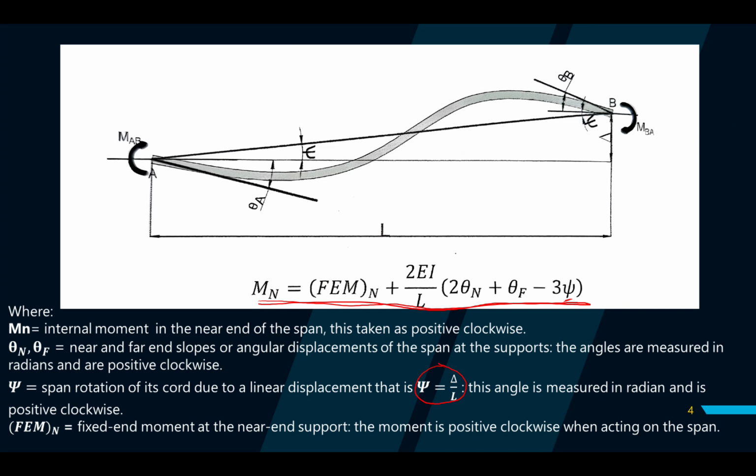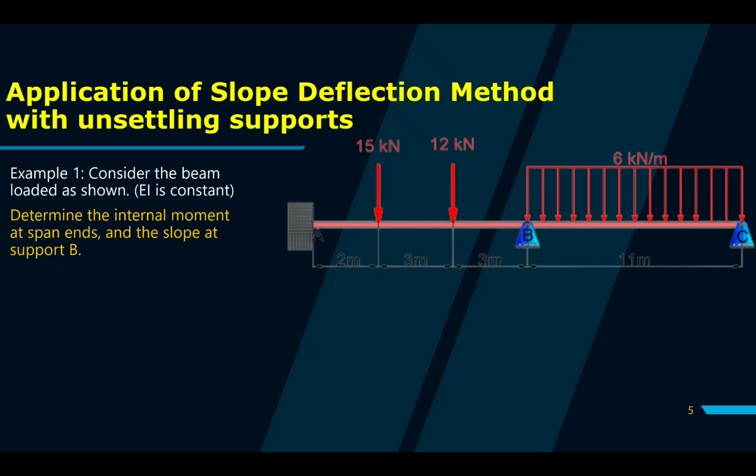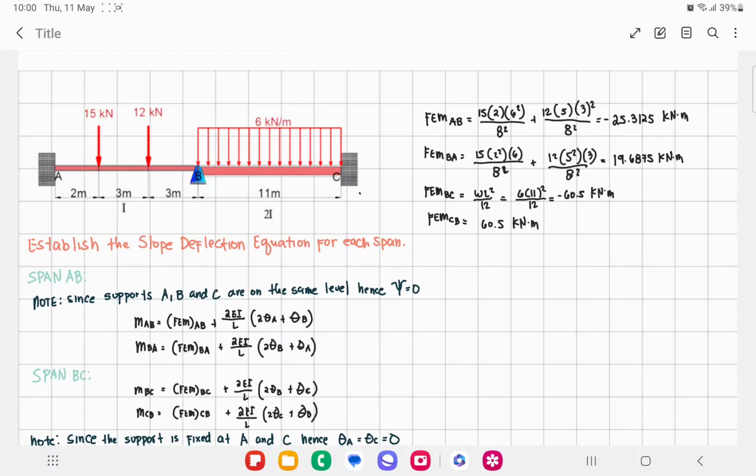Okay? So, to better understand this method, syempre, magsasolve tayo ng problems. Okay? Ayan. So, we have the application of slope deflection method with unsettling supports. Okay? So, lagay ko muna siya sa drawing board ko. So, in here, ready-made na ako na solution for this problem. So, i-discuss ko na lang siya, okay? Para mas madali tayo. Okay?